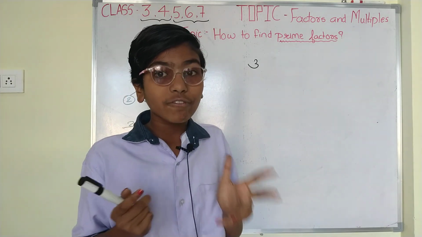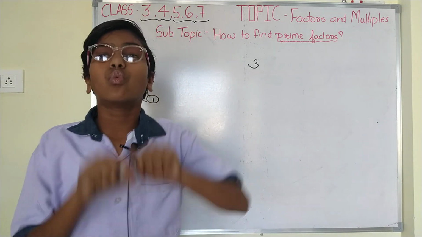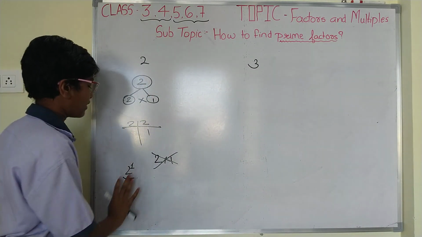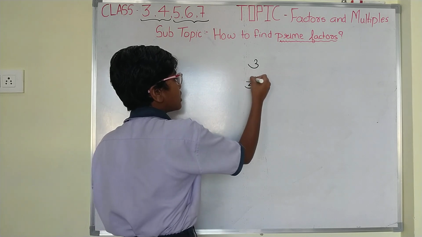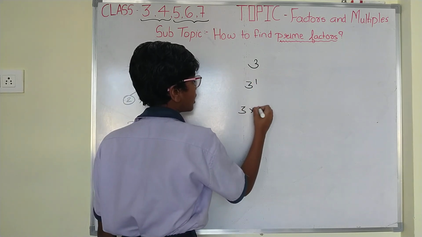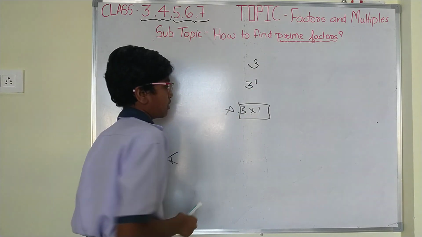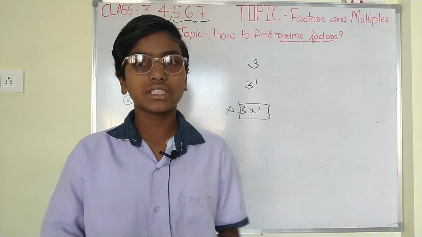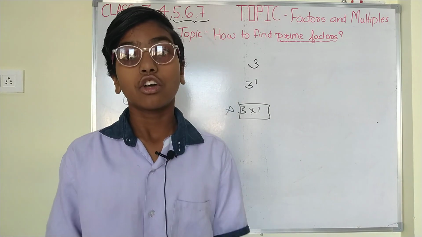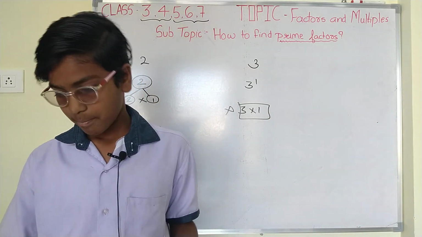So what do I have to do with it? Nothing, right? So what I can do is 2 raised to the power 1. Let's write 3 as 3 raised to the power 1, because I cannot write it as 3 into 1. This is wrong. That is the reason we use these kinds of things, using the concept of power.